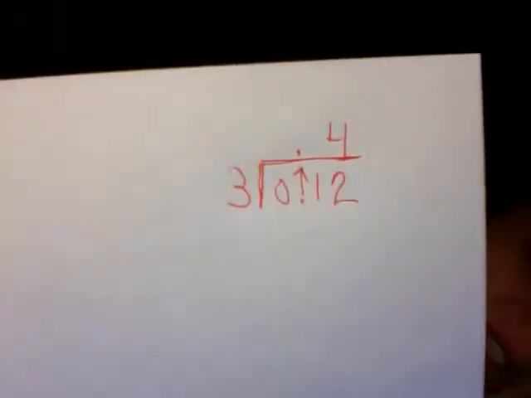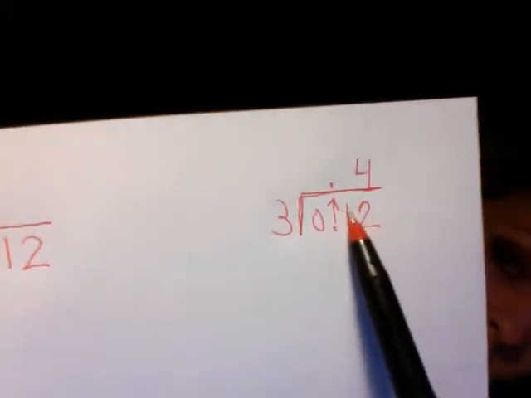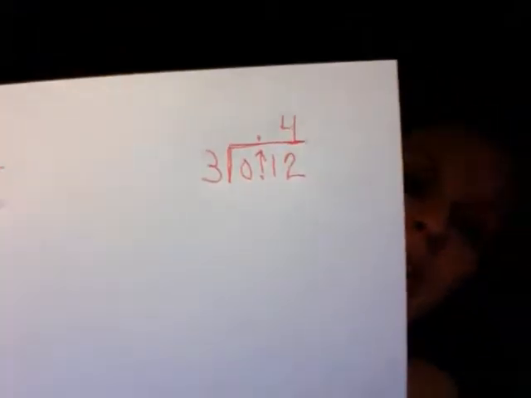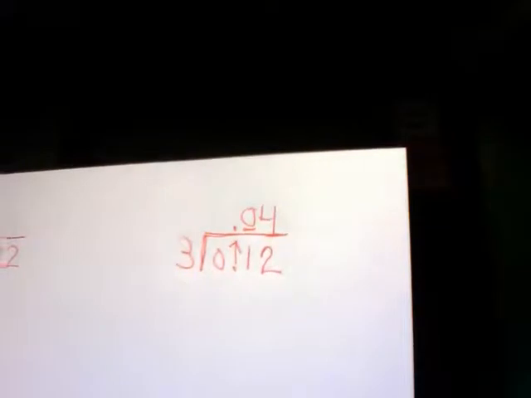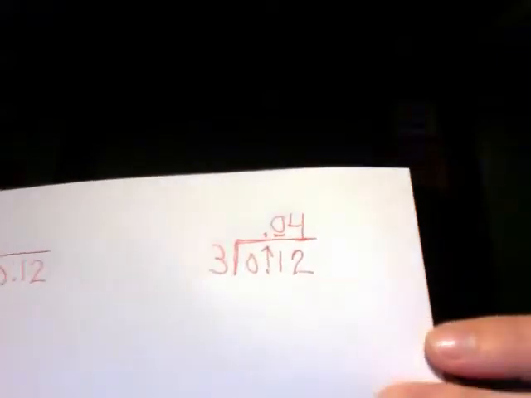But are we done yet? Sorry, I can't see. Are we done yet? No, because what goes above that 1? There's a space there. It's a 0, and it has to be there. We have to have it, okay? So it looks like this. 12 hundredths divided by 3 is 4 hundredths. That's our final answer.